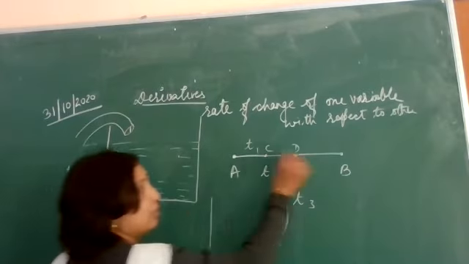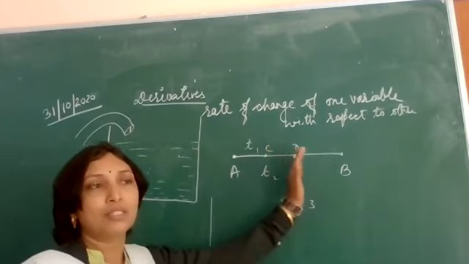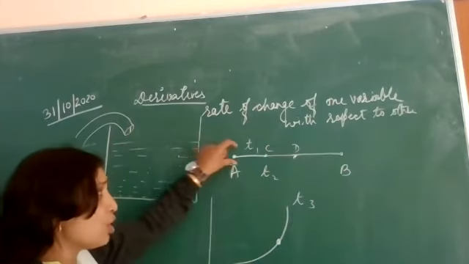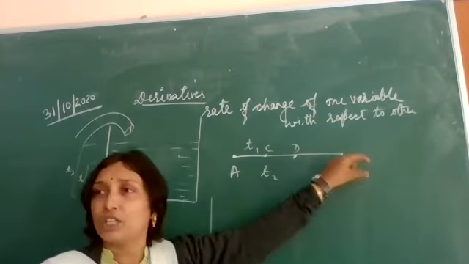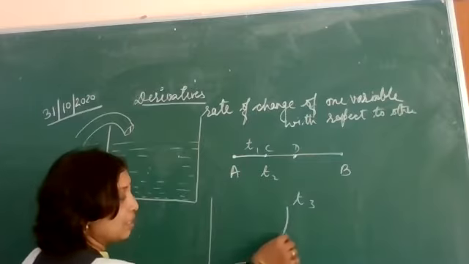This is also a graph. According to a condition, this distance is moved in this much time, this distance moved in this much time. So this is also satisfying a given condition. This is also a particular type of graph. Similarly, we have this. This is a curve.